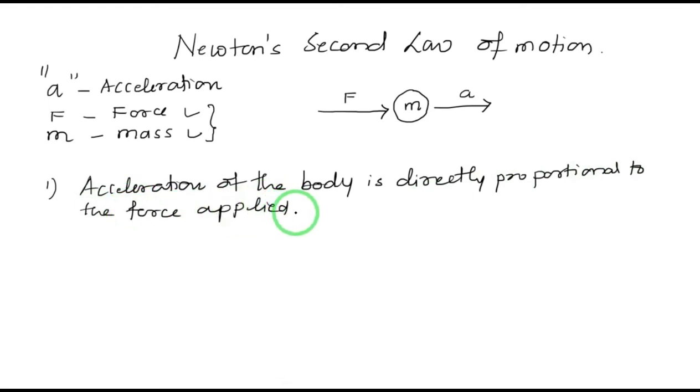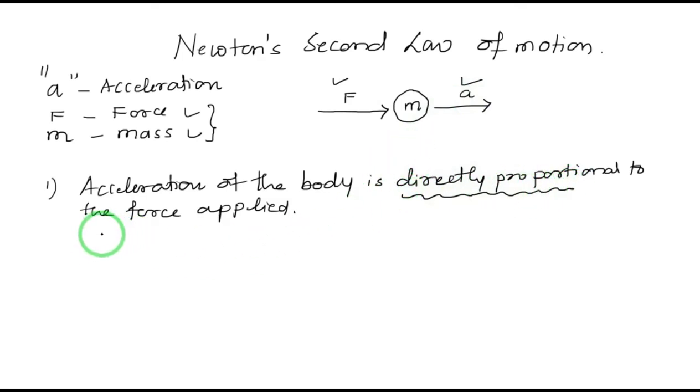So what does it mean? As the force increases, the acceleration also will increase. Obviously, because if you kick a ball with more force, its speed will increase, velocity will increase, and the acceleration also will increase. Right? And that is what is called direct proportion. So how will you write that in mathematics?